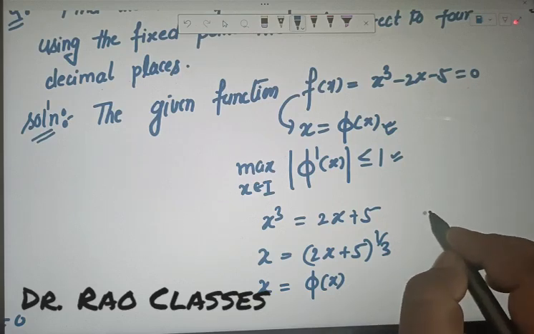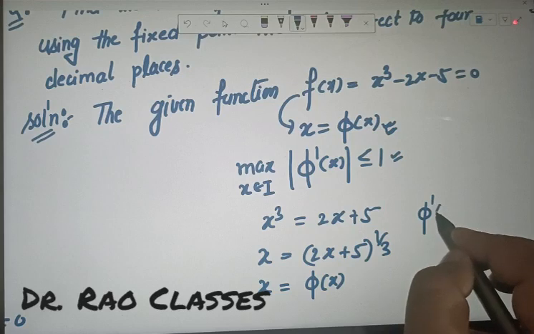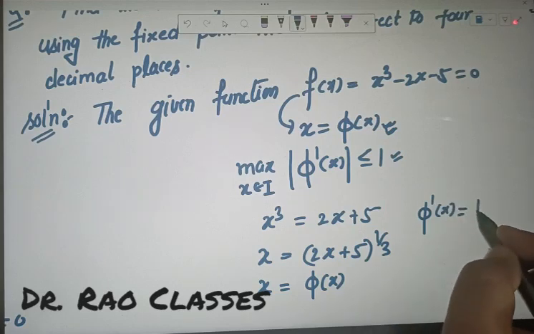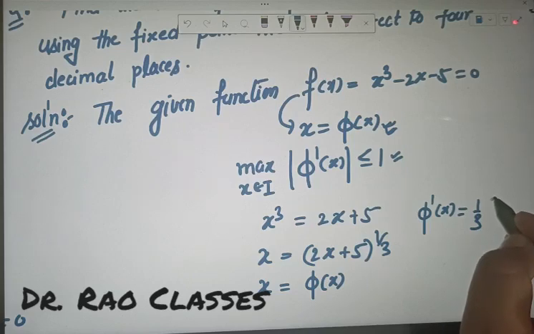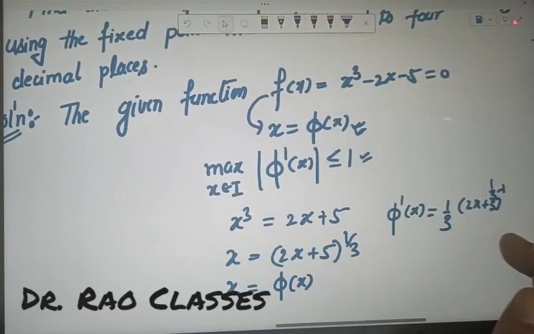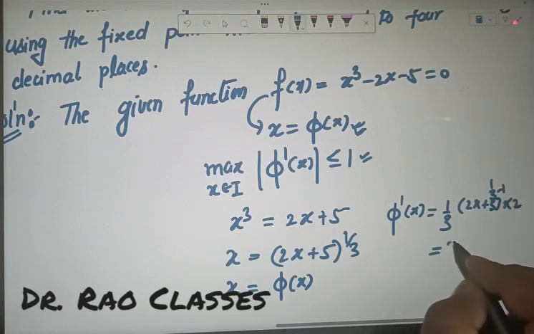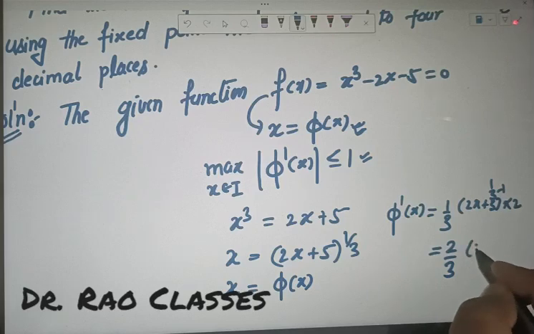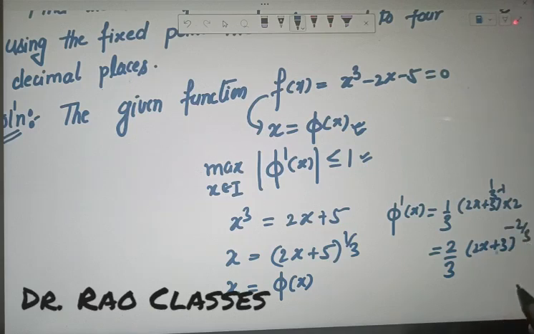Now we need to find the derivative of phi of x. It will be 1 by 3 times 2x plus 5 to the whole power 1 by 3 minus 1, multiplied by 2. So that will be 2 by 3 times 2x plus 5 to the whole power 1 by 3 minus 1, which is minus 2 by 3. So this is your phi dash of x.